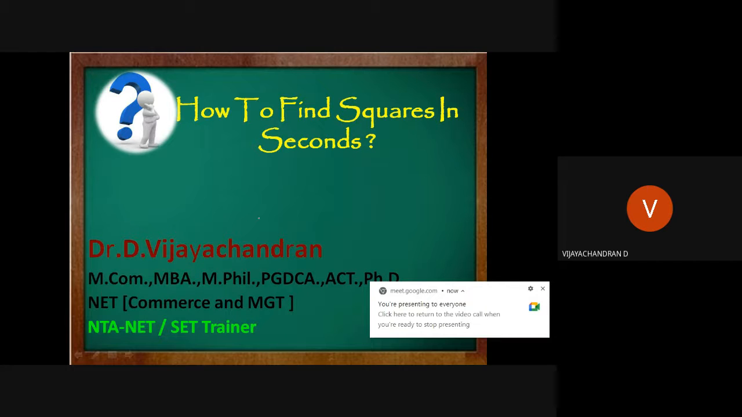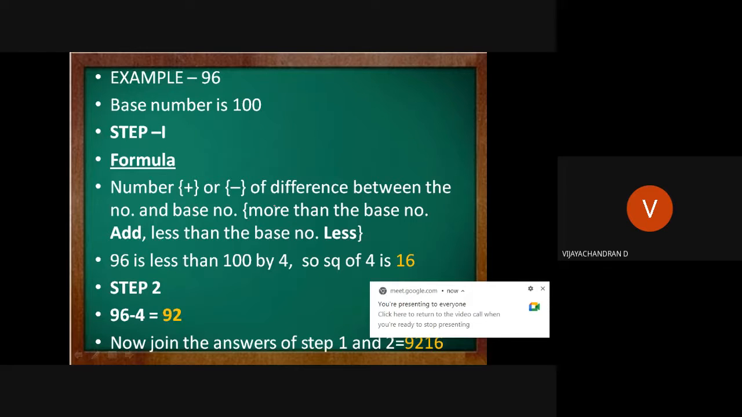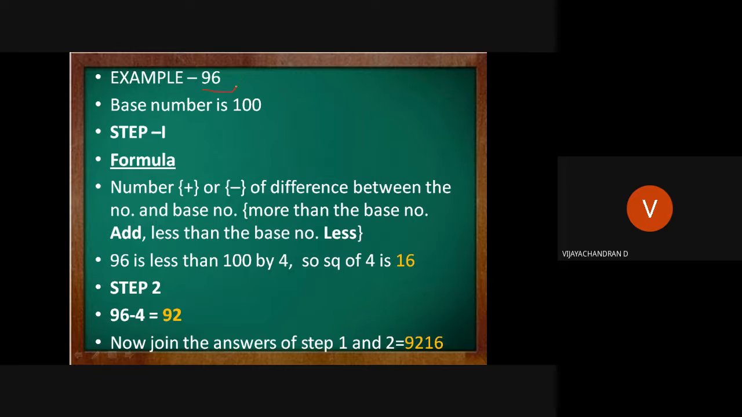Hello friends, in this class I am going to demonstrate how to find squares in seconds. This will be very helpful in all competitive examinations to save time. I am going to take the number 96. This 96 is less than the base number 100. Why am I taking 100?